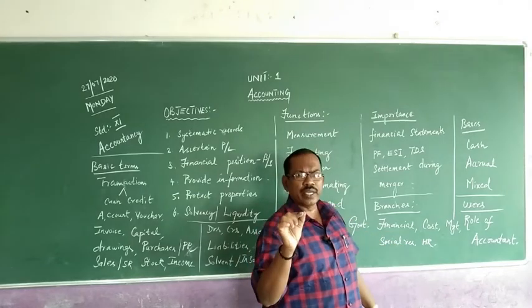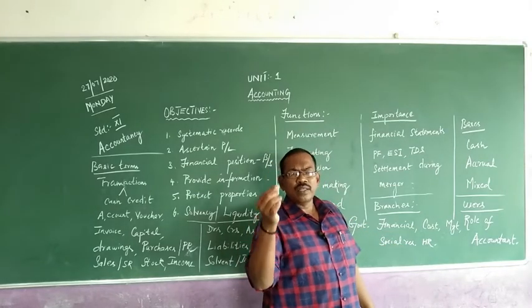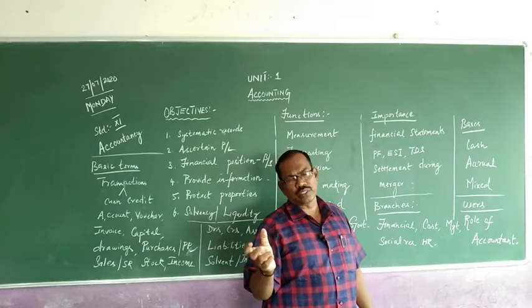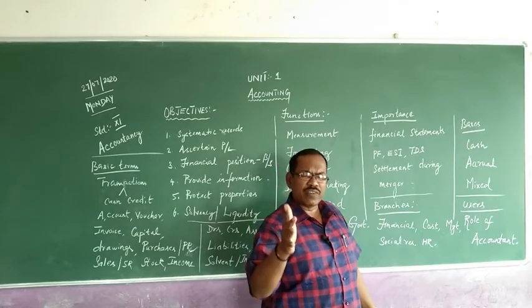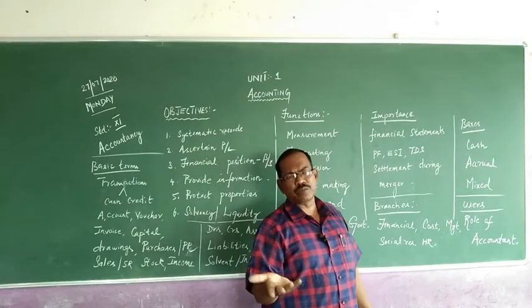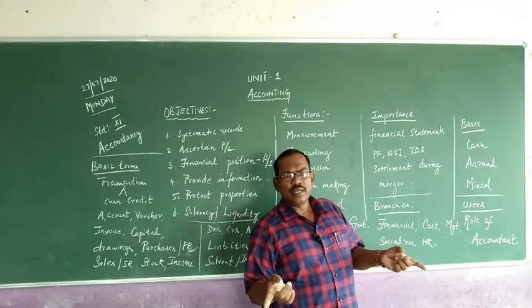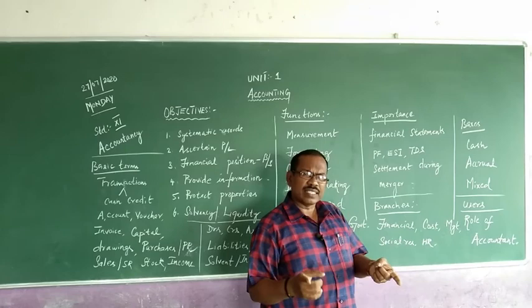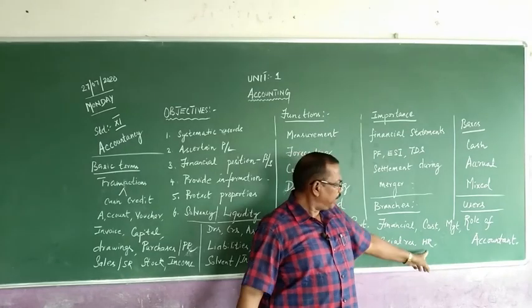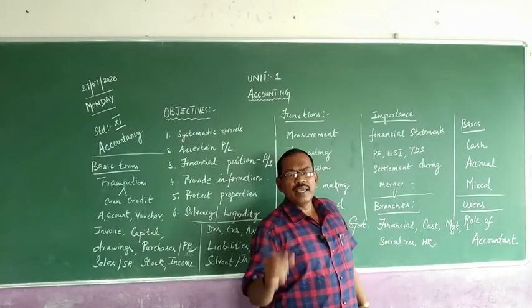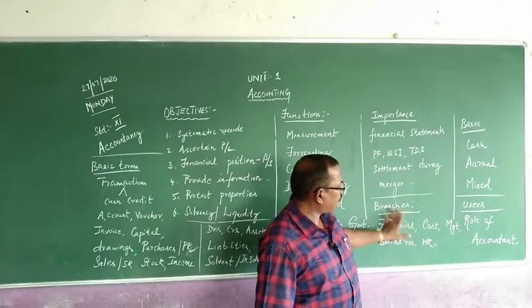Human resources accounting takes into account the amount invested on human resources, whether there is an adequate investment or an excess investment. Both sides should be taken into care. That will be taken care of by human resources accounting. These are the branches of accounting.